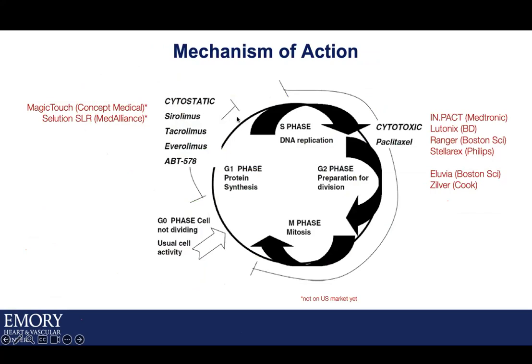We have the Impact, we have the Ranger, Stellarex, Allvia, Zilver. If you remember, we talked about them in detail last lecture. These are the drug-coated balloons that we have currently, and these balloons have anti-proliferative drugs on the surface of them, and it prevents the smooth muscle proliferation. The current peripheral drug-coated balloons we have are from the paclitaxel family, and they work on the cell cycle, specifically the G2 phase.